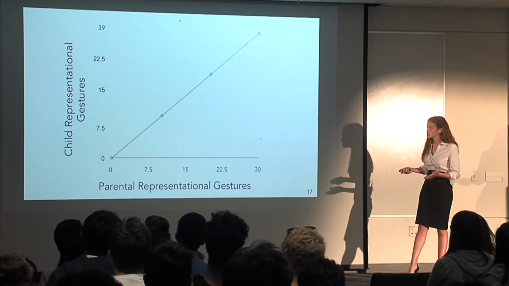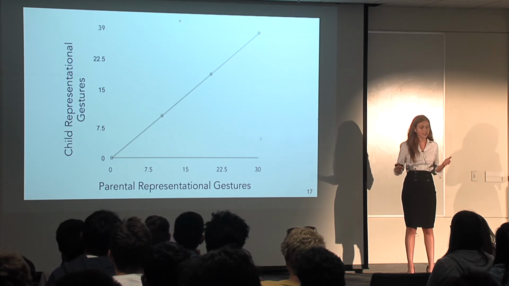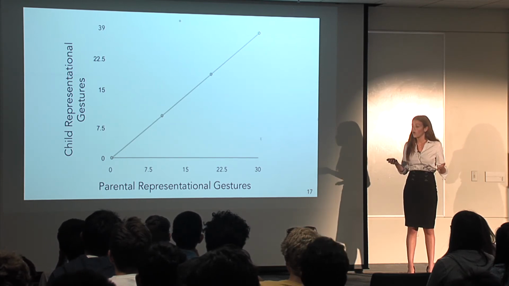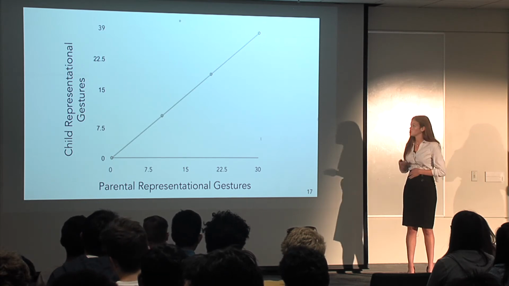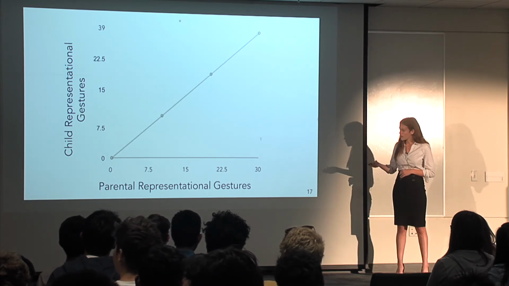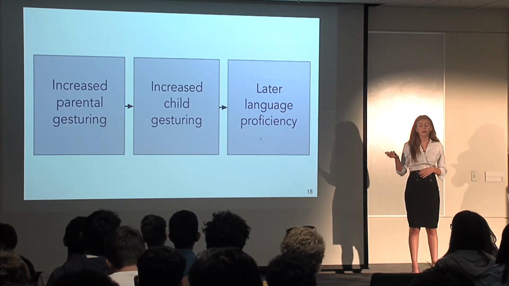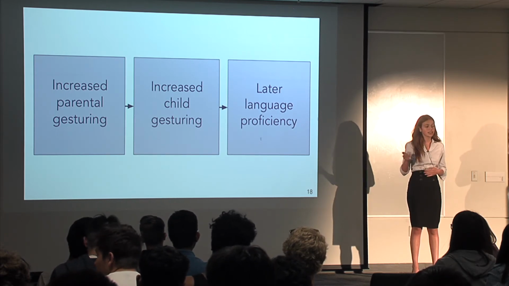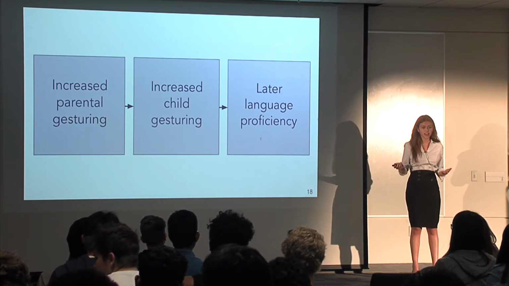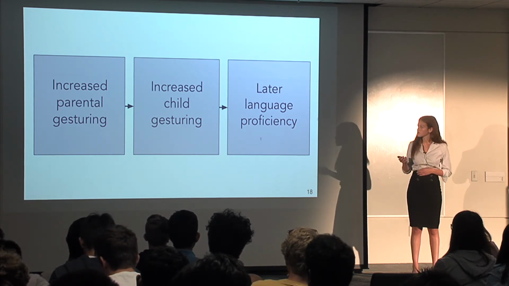And this correlation makes a lot of sense to us, because in a setting where the parent and child are playing together without toys, really all there is to do in an interaction is to gesture towards each other in order to initiate a play activity. So we found that increasing parental gesturing causes increased child gesturing, which will lead to later language proficiency in the child's life, which is ultimately what we want out of an early intervention.